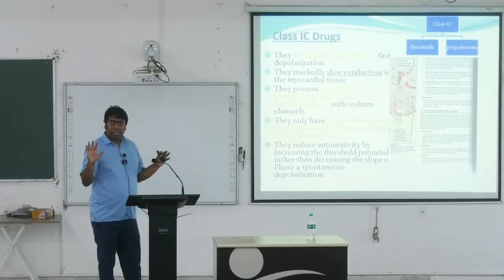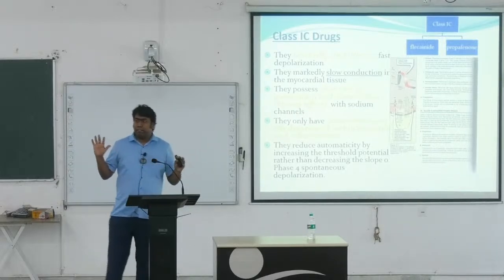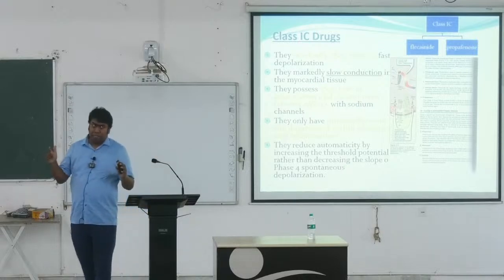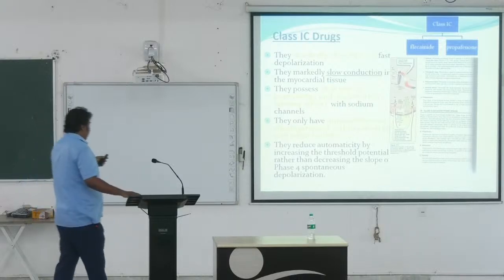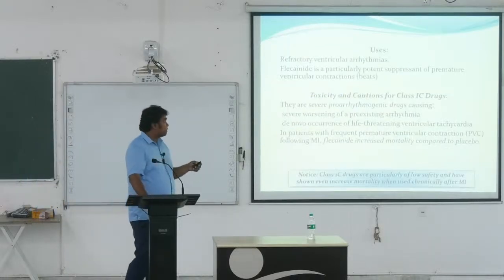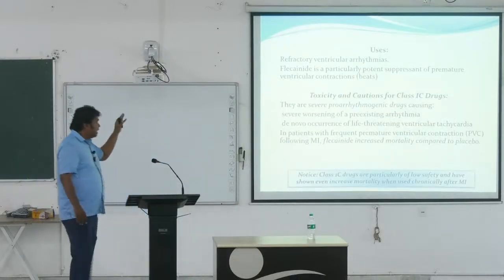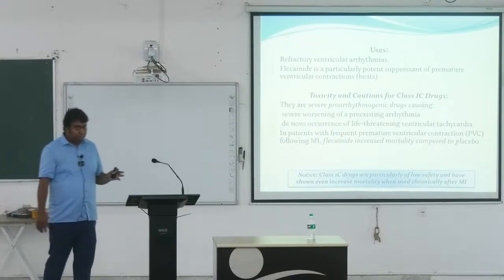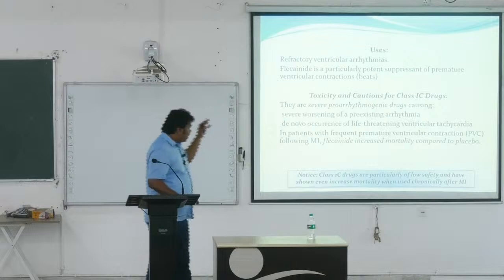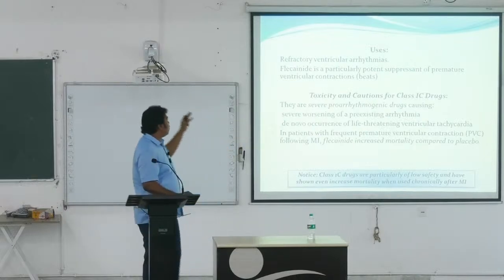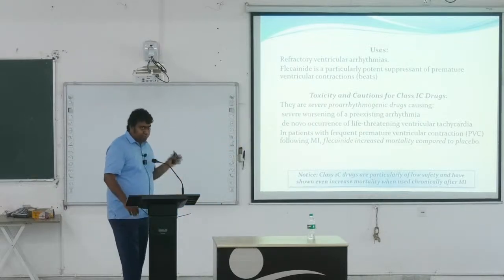ড্রাগের নামগুলো অন্তত মনে রাখতে পারবে তো? 1A, 1B, 1C। 1A তে কে? কুইনিডিন, প্রোকেনামাইড। 1B, লিগনোকেন। 1C, প্রোপাফেনন, ফ্লেকানাইড। কোথায় ইউজ হয়? রিফ্র্যাক্টরি ভেন্ট্রিকুলার অ্যারিথমিয়াস। Then flecainide: particularly potent suppression of premature ventricular contraction.